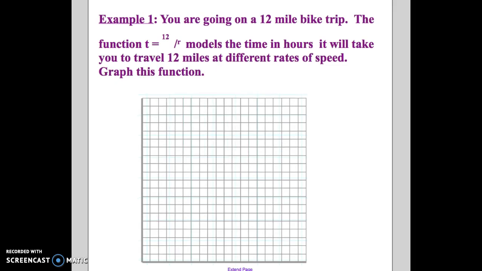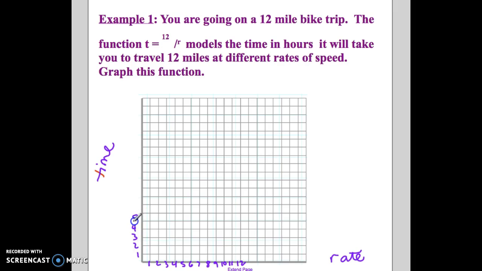The first thing you'll probably want to do is settle on a good scale. And because this is in the form t equals something, I'm going to put time on my y-axis and the rates on my x-axis. And I'll just go ahead and count up by ones for a scale. So go ahead and choose a good scale, label your graph, and I could go farther, but I'm going to stop at 12.